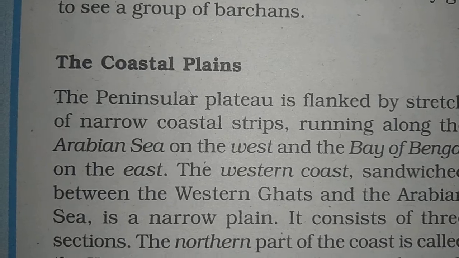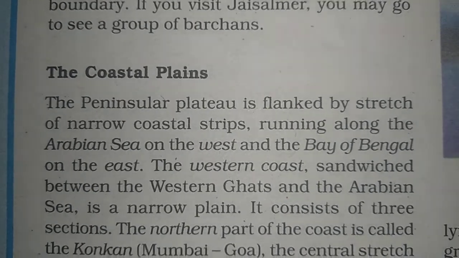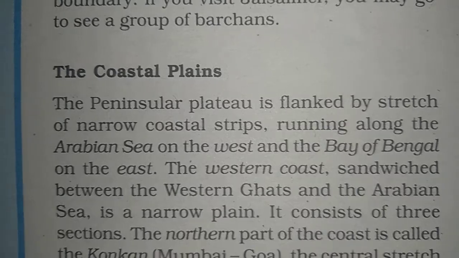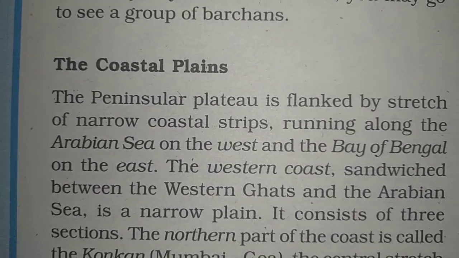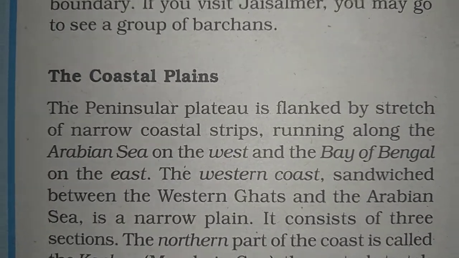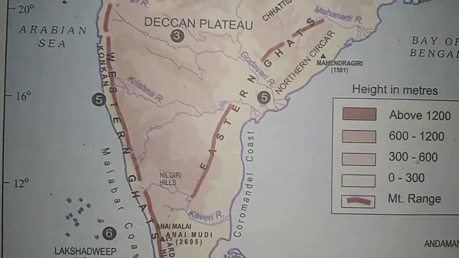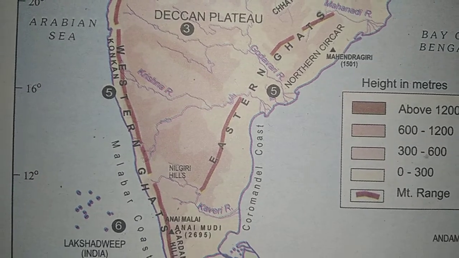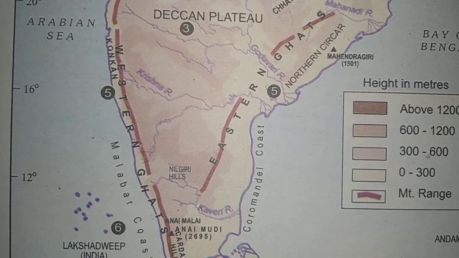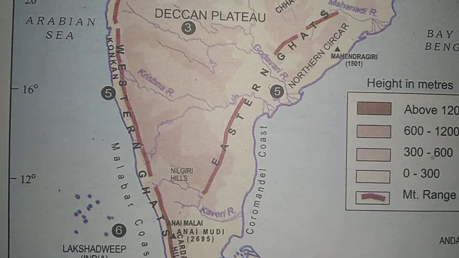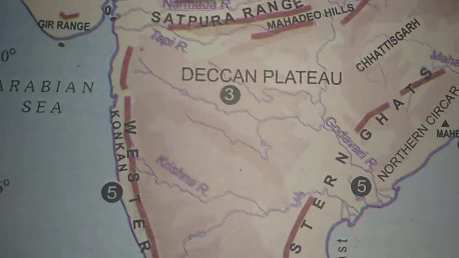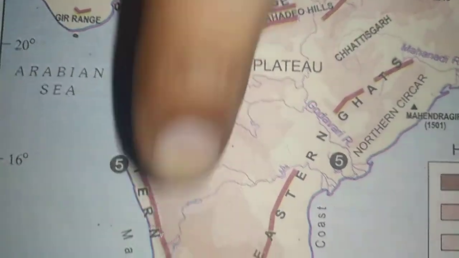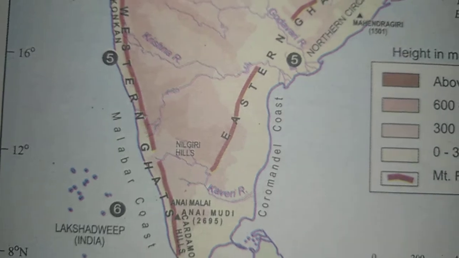The coastal plains are narrow coastal strips that flank the peninsular plateau, running along the Arabian Sea on the west and the Bay of Bengal on the east. It consists of three sections. The northern part of the west coast is called the Konkan, Mumbai to Goa. The central stretch is called the Kannad Plains, and the southern stretch is called the Malabar Coast.